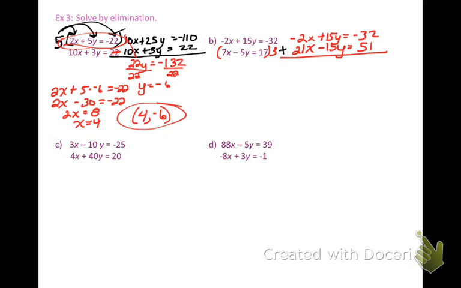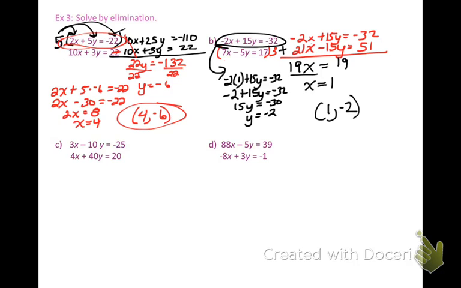So, negative 2x plus 21x is 19x equals, and then I'd like you to do the rest for me. All right, so I got x equals 1. And then I plugged it into the first one. It doesn't matter. If you chose the second one, either one should get you y equals negative 2. And then your answer would be 1, negative 2.